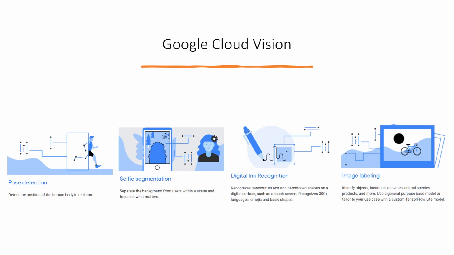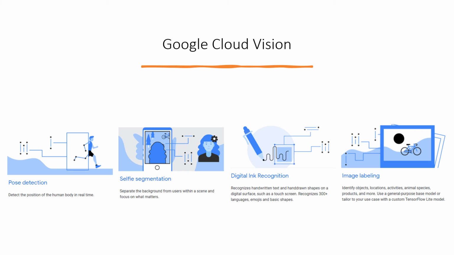Let's look at some of the other features of Google Cloud Vision. The next feature is pose detection. With pose detection, we will be able to detect the position of the human body in real time. Next one is selfie segmentation. With selfie segmentation, you can separate the background from the user within the scene and focus on what really matters. Next one is digital ink recognition.